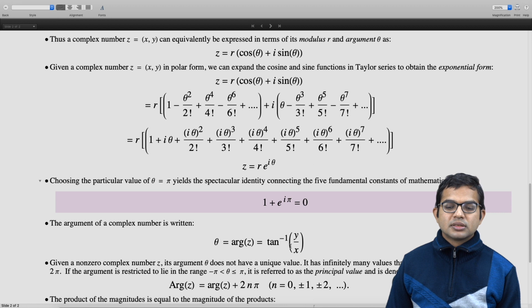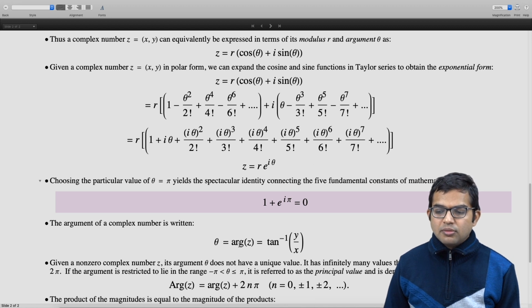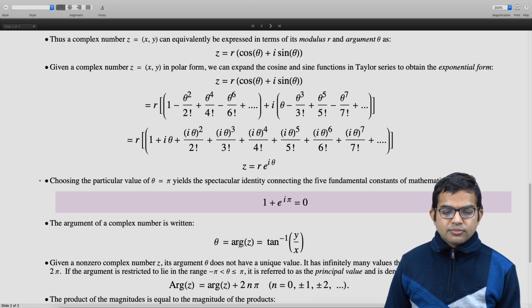So tan inverse, this function arg of z, is sometimes also called a multi-valued function. There is a way to get a unique value, and that is to restrict your answer to lie within a range. The standard range that is taken is minus pi to plus pi. So if you restrict the argument to lie within this range minus pi to plus pi, then the function is denoted with the capital A.